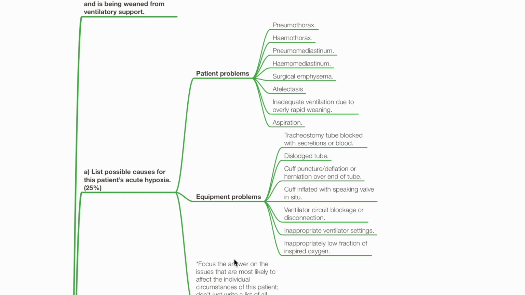Equipment problems could be tracheostomy tube blocked with secretions or blood, dislodged tracheostomy tube, cuff puncture or deflation or herniation over the end of the tube, cuff inflated with speaking valve in situ, ventilator circuit blockage or disconnection, inappropriate ventilator settings, and inappropriately low fraction of inspired oxygen.